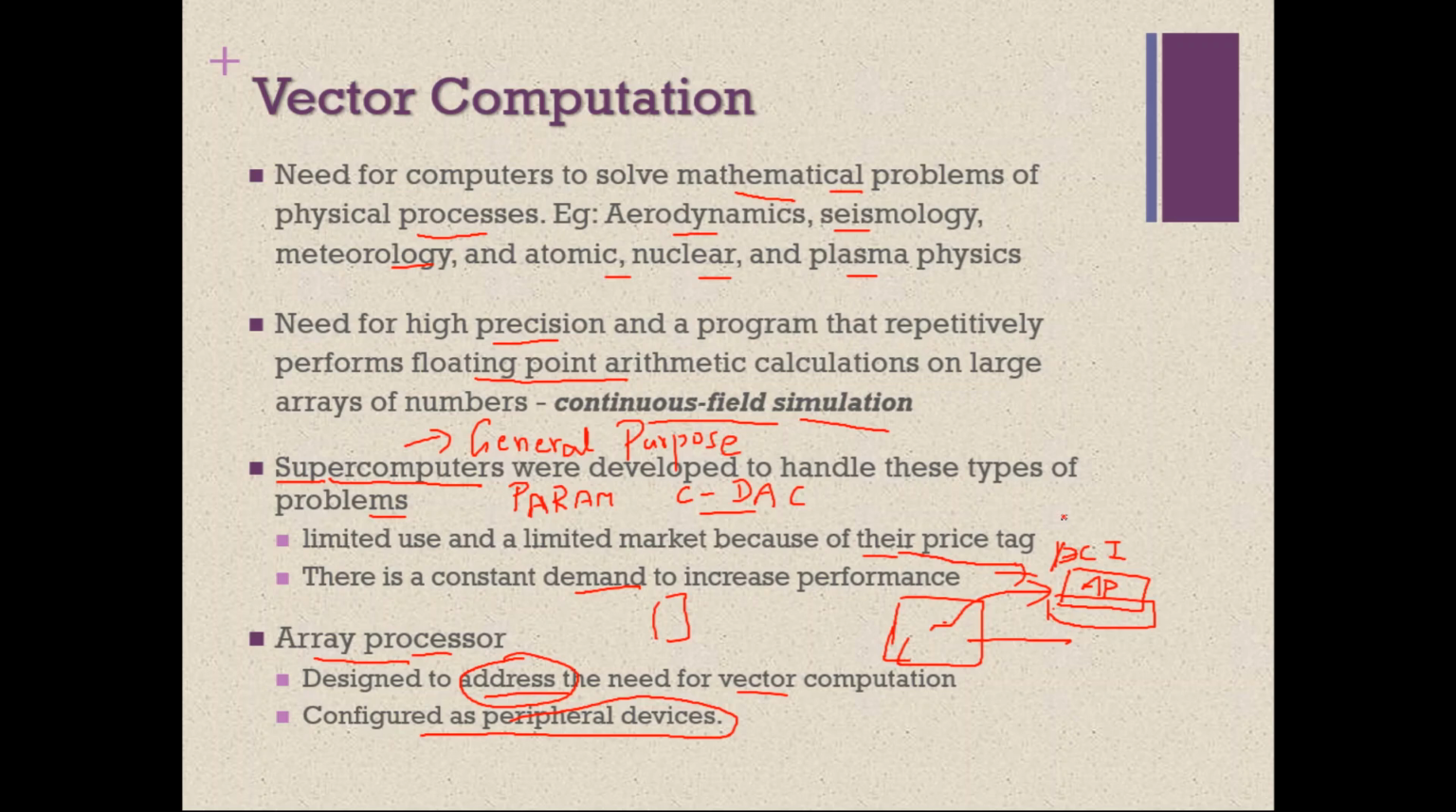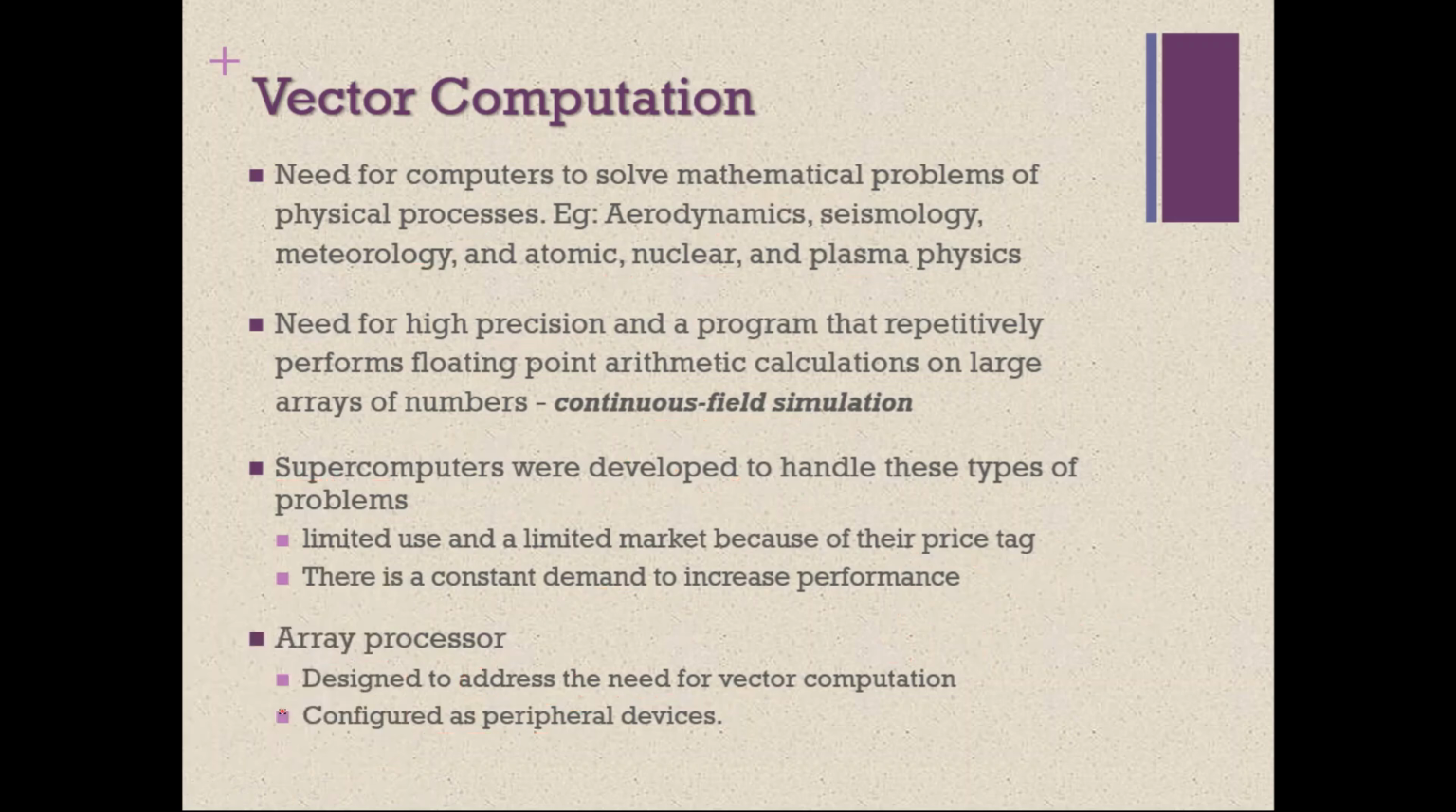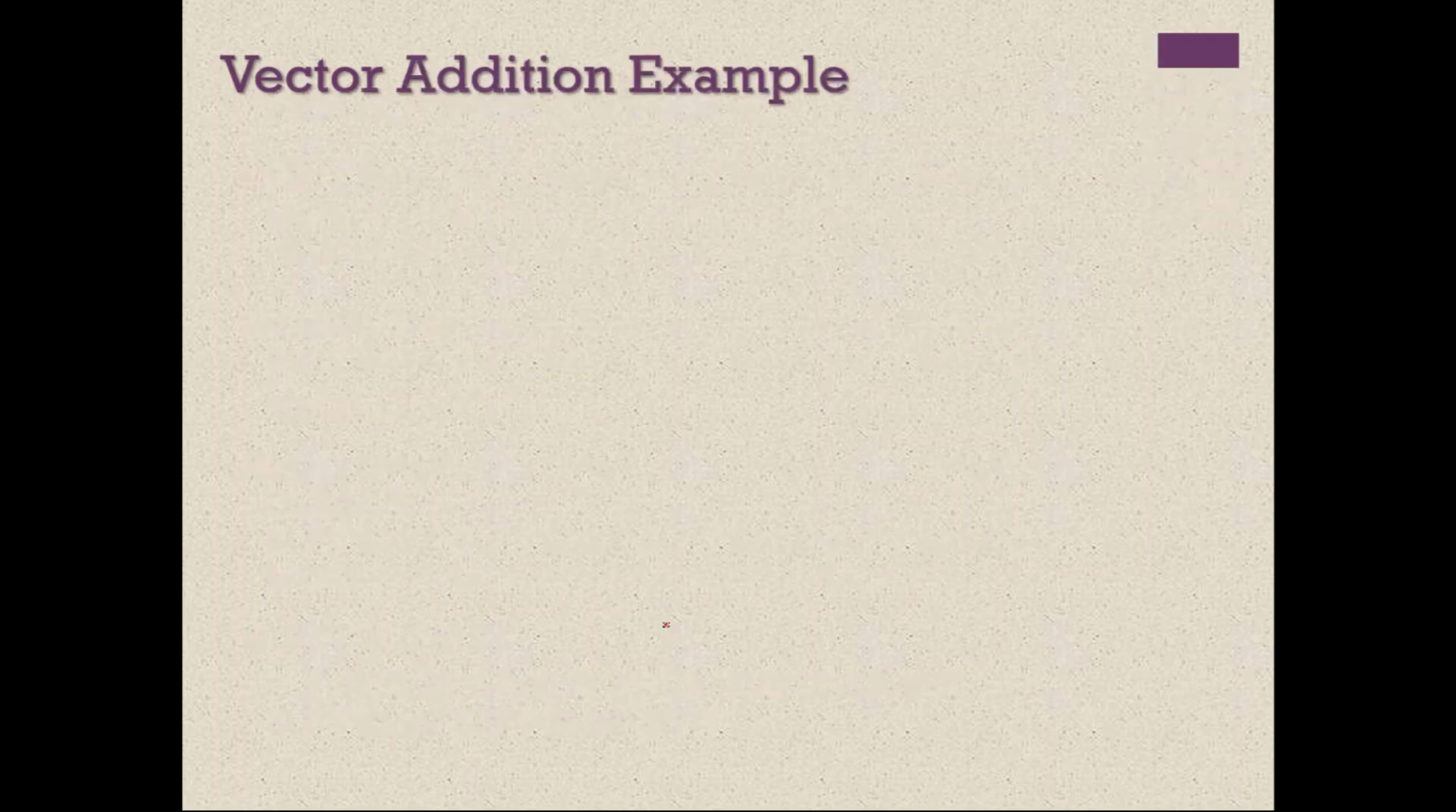So the topic we are going to discuss in this lecture is array processors or vector processors. This is the reason why the array processor comes into the picture: for performing mathematical calculations which require high precision and such huge mathematics, you cannot go for supercomputers because of their cost. So we have array processors, which are custom designed for vector computation, and they can be configured as a peripheral device in a normal computer, right?